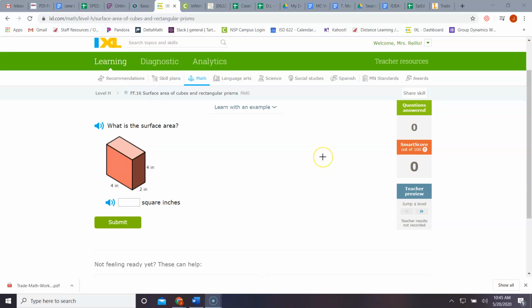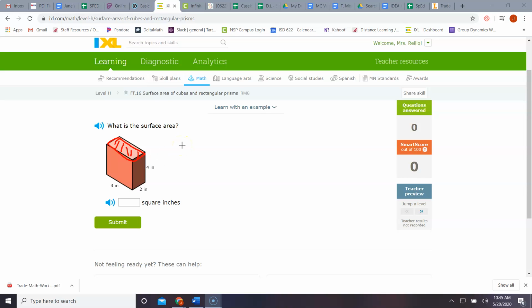Hey everybody. The first thing that we're going to look at in week 9 is surface area of cubes and rectangular prisms. So if you can remember, surface area is, if I were to look at this shape and say that I want to wrap it, and I want to figure out how much wrapping paper I need to go all the way around. So it's figuring out the complete surface area of this entire figure.